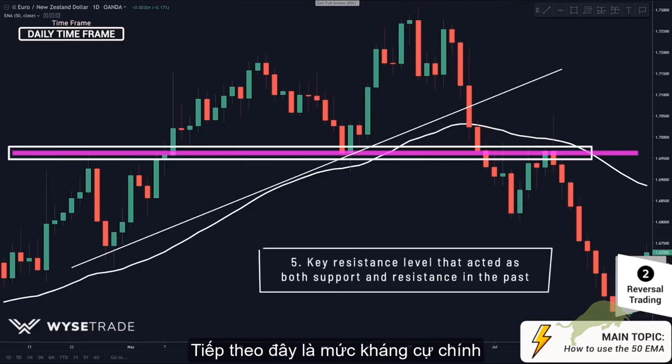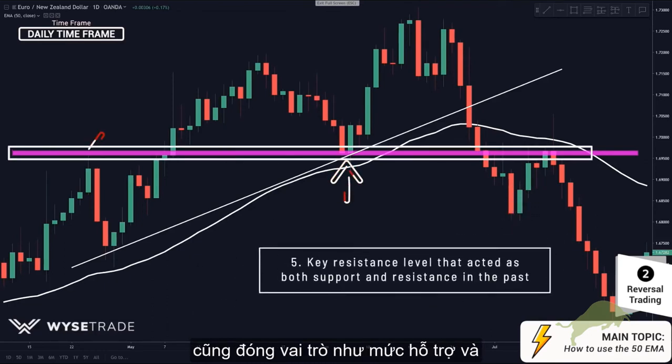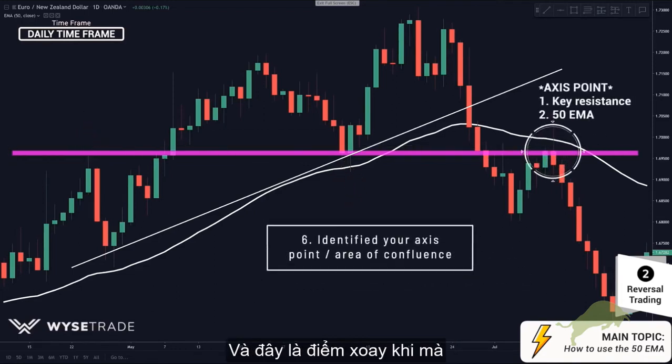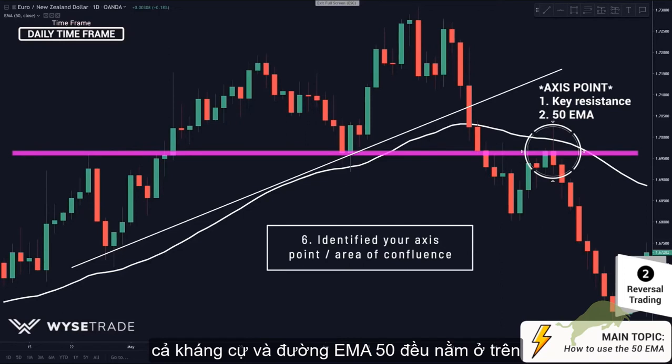Next, here was your key resistance level that acted as both support and resistance in the past. This here was then your access point, where key resistance and the 50 EMA both lined up.